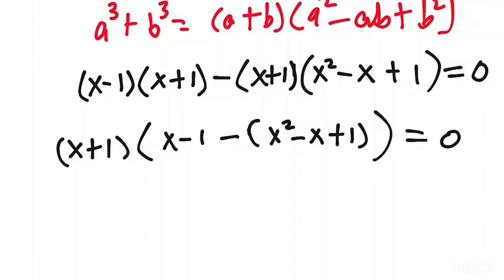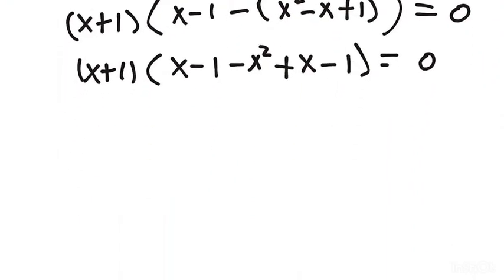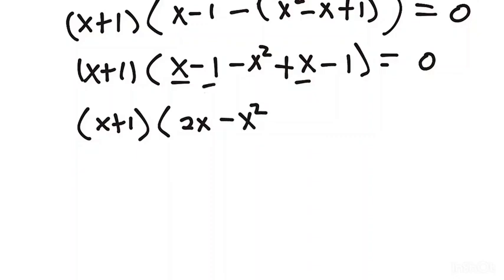So now from here, the next thing we're going to do, we have x plus 1, then x minus 1, using the minus to open the bracket, minus x squared, then plus x minus 1, equals 0. Try to expand this further, this and this, we have 2x, then minus x squared, minus minus, we're going to have minus 2. So therefore I have minus 2, everything equals 0.